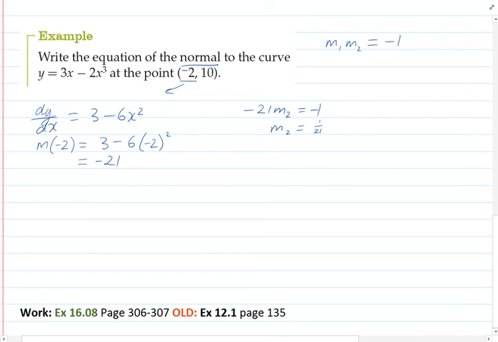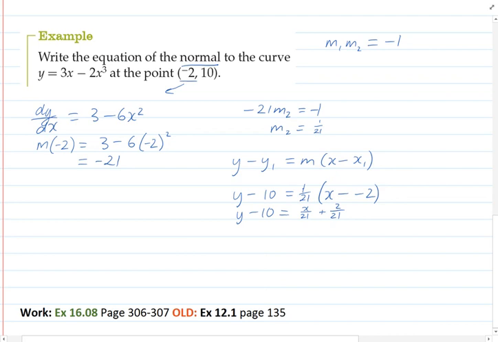Now we have a point and a gradient, so we can write out our gradient point equation: y minus y1 equals m(x minus x1). We can substitute in the things that we know. So y1 is 10, and m is 1 over 21, and then we've got x minus negative 2. Expanding our brackets, we've got y minus 10 equals x over 21, plus 2, so plus 2 over 21.